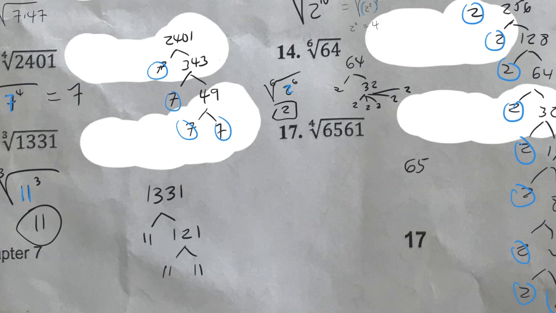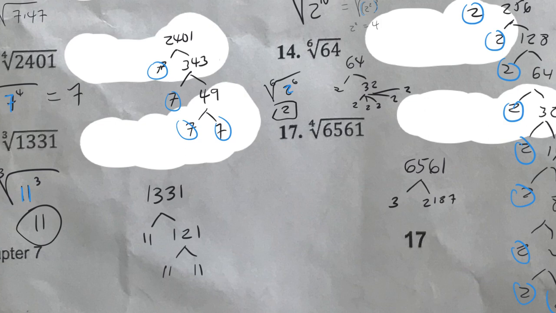Looking at 6, 5, 6, 1, let's see, is it divisible by 2? No. Is it divisible by 3? I don't know. 6 plus 5 is 11, plus 6 is 17, plus 1 is 18. That is divisible by 3, so therefore 6,561 is divisible by 3. 3 goes in, looks like it would be 2, 1, let's see. Trying to do this without having to bust out long division.